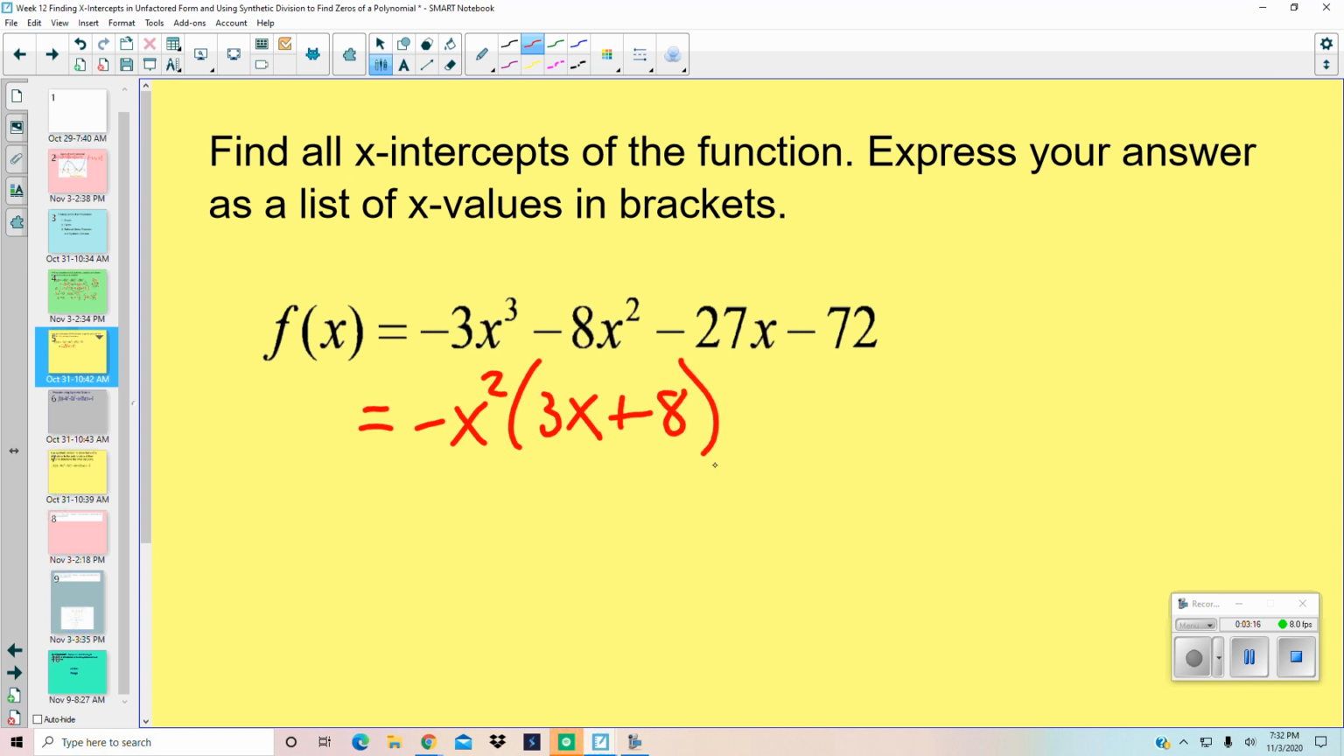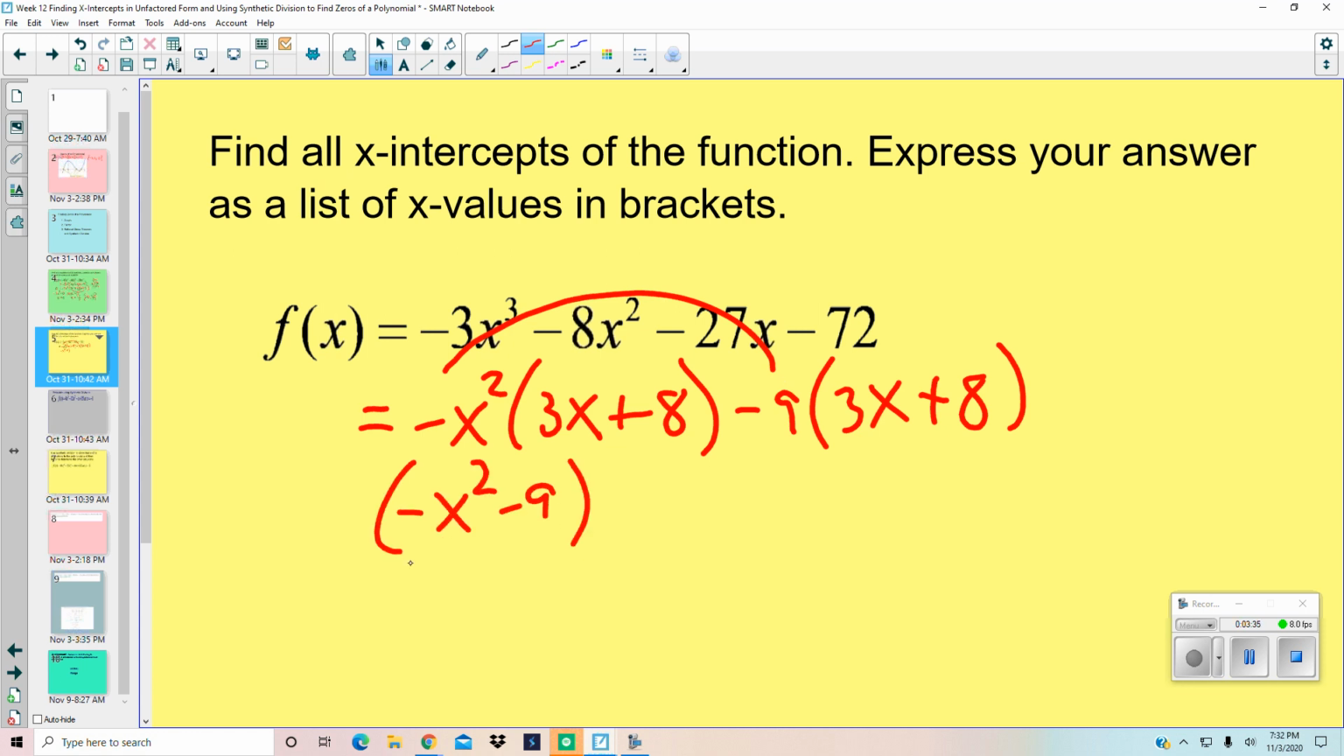And in the second one, I could take out a -9. Again, I'd be left with 3x plus 8. Remember, when you factor by grouping, you want the same thing to be in the parentheses. So then I'm going to group the -x squared minus 9 together. That's one factor. And the 3x plus 8 together. So I can set each of those factors equal to 0.